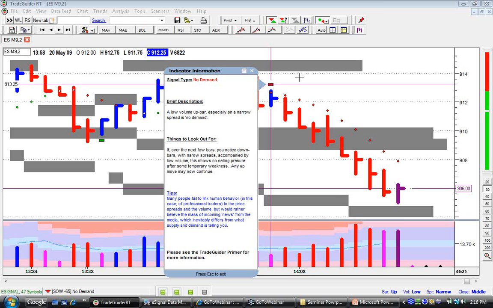Now that has actually blown through the pivot. So now all you're going to look for is a no demand entry for those of you that are trading it.